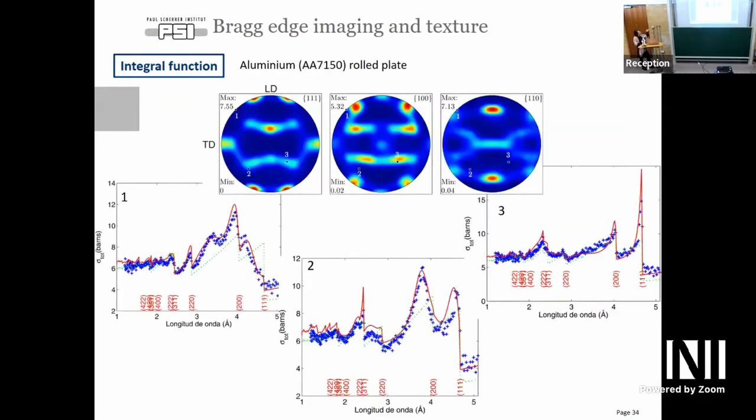Yeah, exactly. And this is a second example for the same thing. This is an aluminium sample, and again you can see that the experimental data and the fit match really nicely.